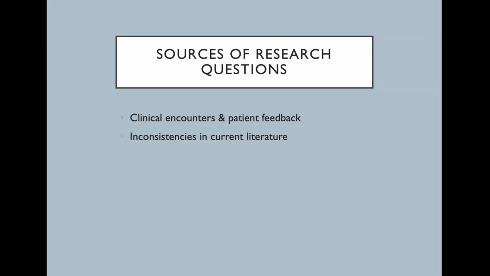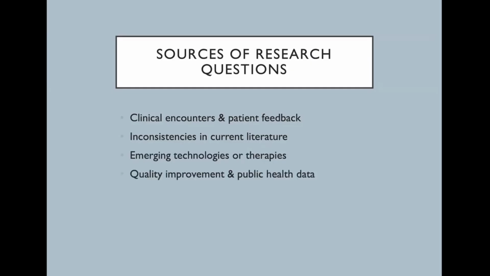So someone has a question, and we're going to look at how to examine current literature. But looking at the gaps in current literature is going to be a source of developing a new research question and answering that question. Emerging technologies and therapies, new devices emerging. Quality improvement in public health. So those are important points of developing a research question. How can we improve the quality of different things in the hospital, and look at global and national public health data?